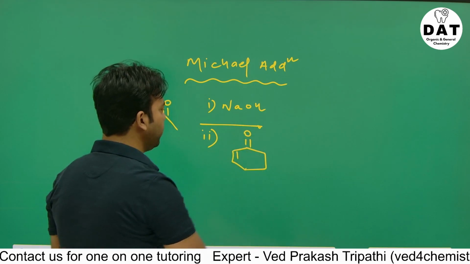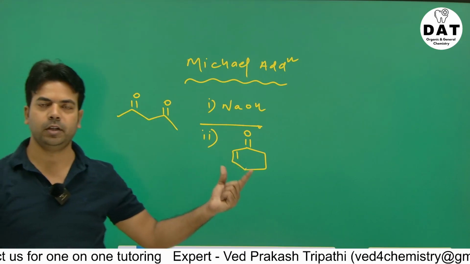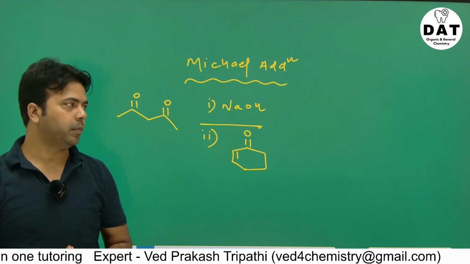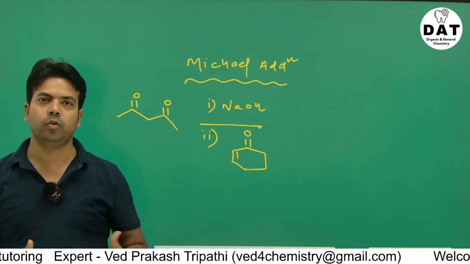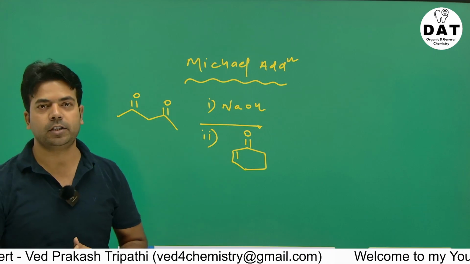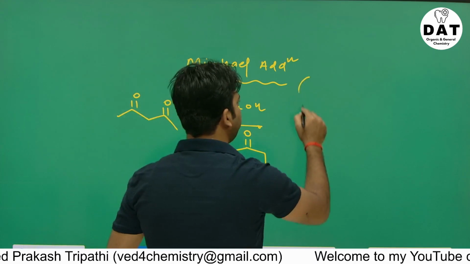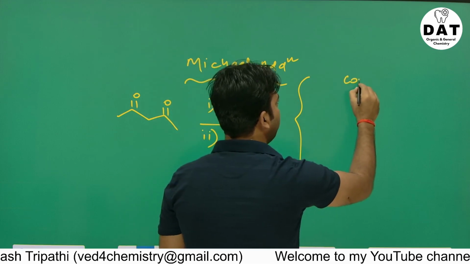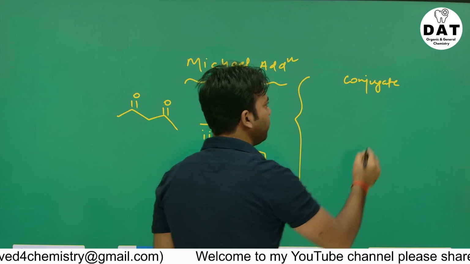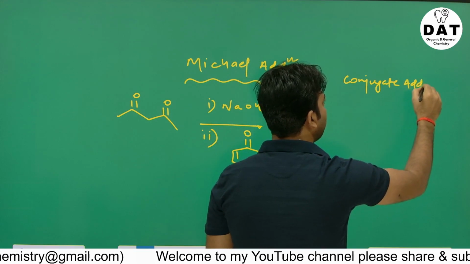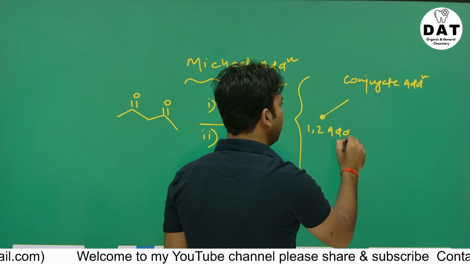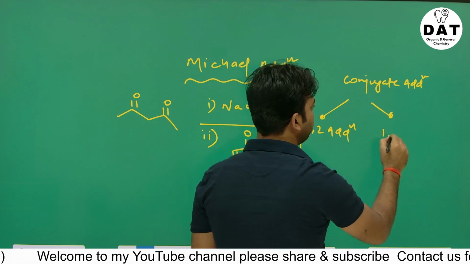This is very important. This conjugated enone system, what does it mean? It means my double bond is conjugated with the ketone or aldehyde. Makes sense? So this is called conjugated enone. This is one of the most important whenever you are going to talk about conjugate addition. So let me explain something here. Conjugate addition means addition on conjugated system. So conjugate addition is of two types. The one is 1,2 addition and another one is 1,4 addition.